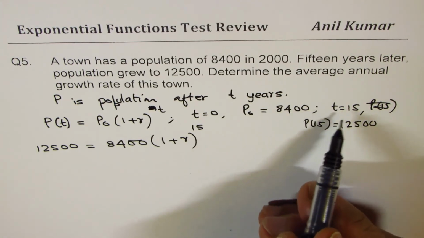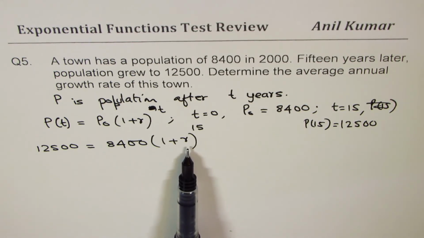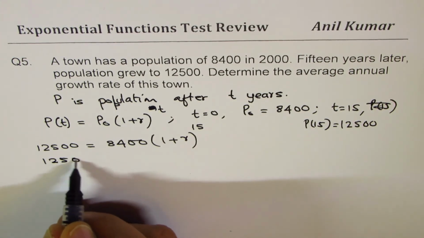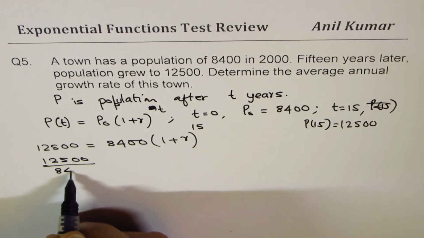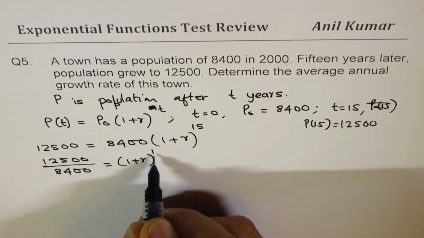You get an idea, right? So at t equals 15. Now we have to find r. You can now pause the video, answer the question, and then look into my suggestions. So to find r, we will divide by 8400. So we could write this as 12500 divided by 8400 equals 1 plus r to the power of 15.